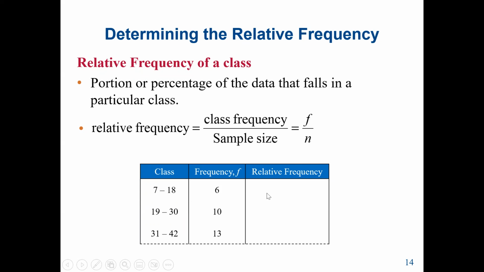So for example, the relative frequency for the first class: our frequency of the first class, between 7 to 18, is 6. So it will be 6 divided by 50, which will give us 0.12. The next relative frequency will be 10 divided by 50, which will give us 0.2. And the third one is 13, the frequency. So it will be 13 divided by 50. That will give us 0.26.